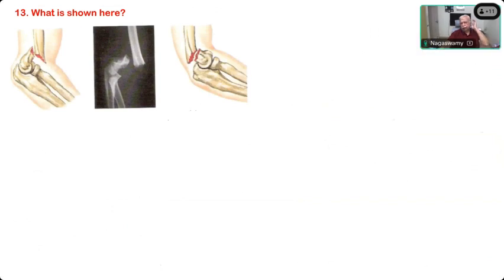What is shown here? Supracondylar fracture of the humerus. Very good. The X-ray lateral view in the middle picture. What is this to represent? In this picture, you have the displacement, flexion and extension deformity. It's not called anterior and posterior. It is called the flexion and extension deformity.